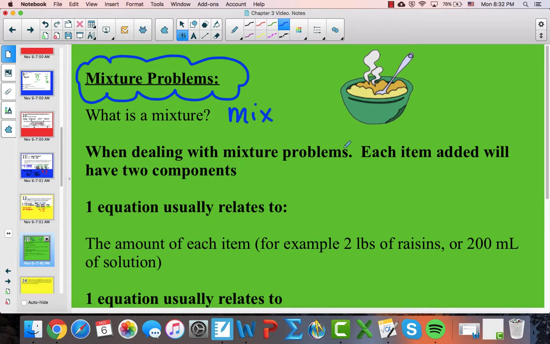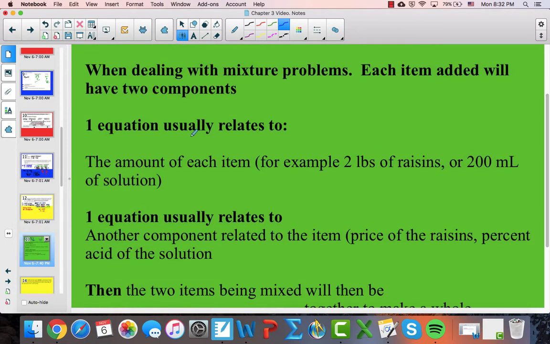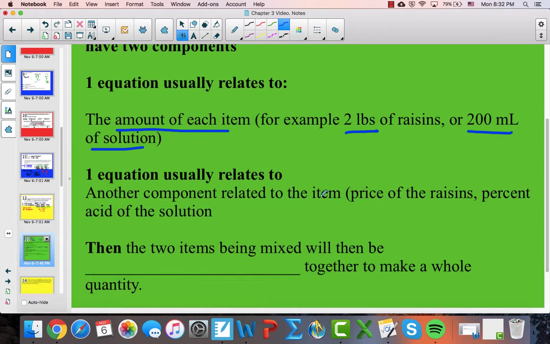When dealing with mixture problems, we are actually mixing something. Each item added is going to have 2 components. So one component or equation usually relates to the amount of each item, just like we just did. For example, there might be 2 pounds of raisins or 200 milliliters of a solution. That's the amount. Another component that's going to be related to the item would be the price or the percent. So I could have the price of the raisins or the percent of acid of the solution.